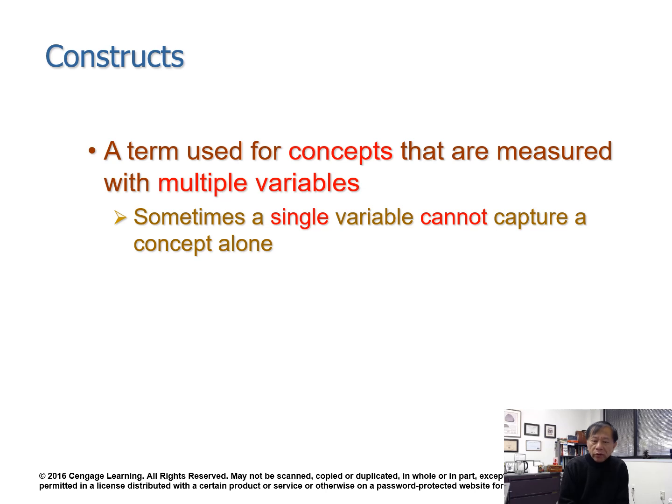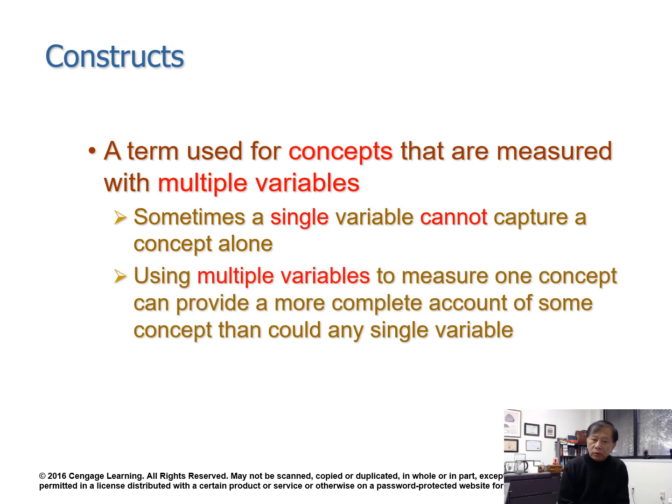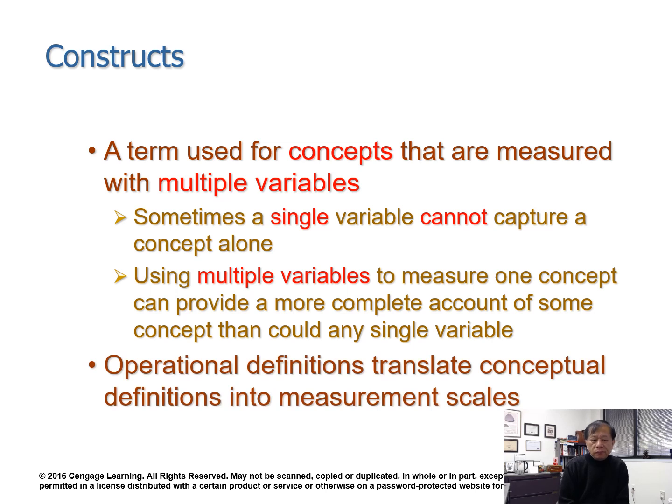Sometimes a single variable cannot capture a concept alone. Right? Then we use multiple. Using multiple variables to measure one concept can provide a more complete account of some concept than could any single variable. Okay? Operational definitions translate conceptual definitions into measurement scale.